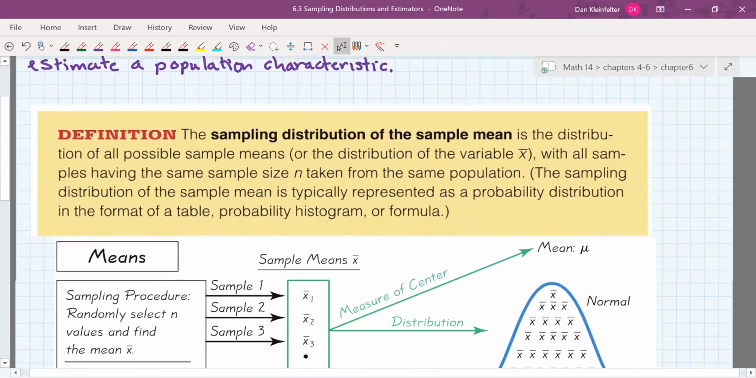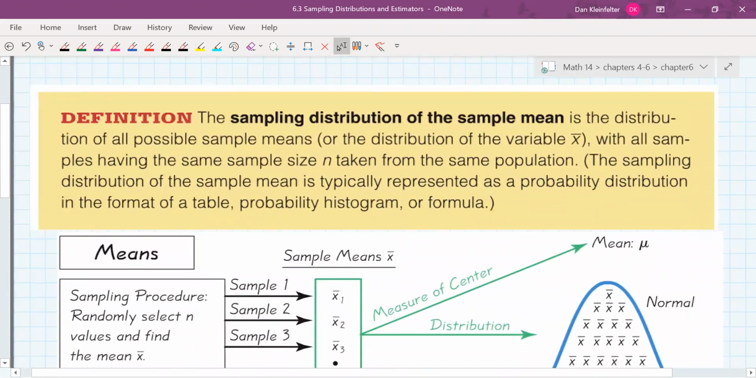Okay, another definition, and this one is a little longer and complicated, but we'll be careful. The sampling distribution of the sample mean is the distribution of all possible sample means, or the distribution of X bar, with all samples having the same sample size n taken from the same population.